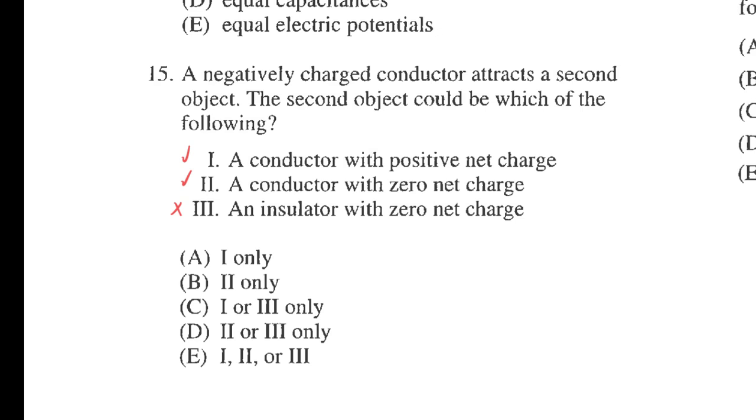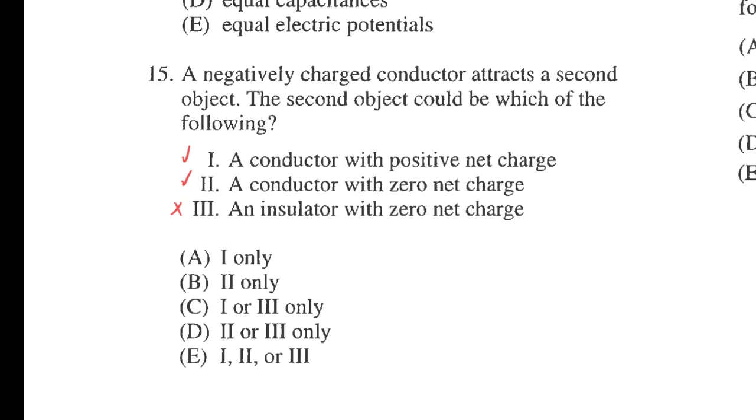Would you like me to explain either of those? The answer is what? E. All of them. An insulator with zero net charge? I don't know why 3 would be a choice. I can't answer it. I mean, I can tell you why 1 and 2 are both choices. Yeah, do you mind explaining 1 and 2?